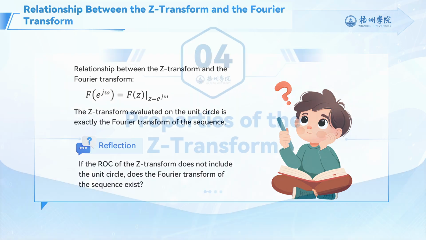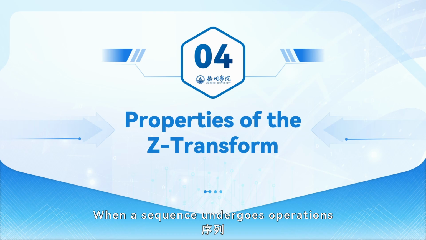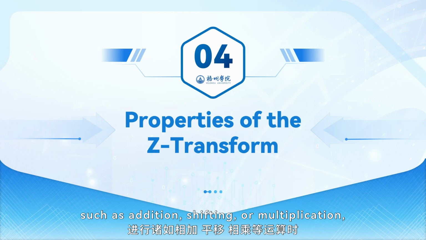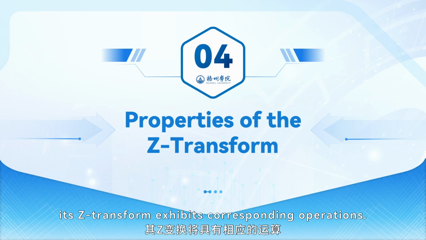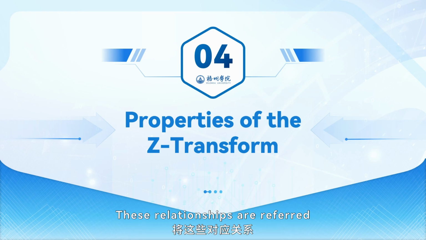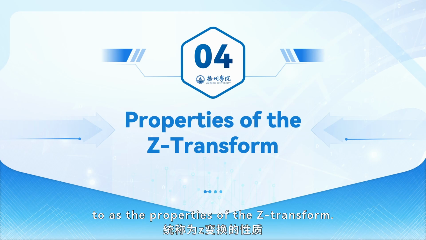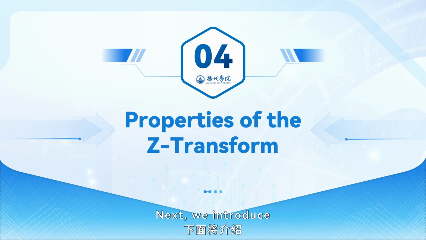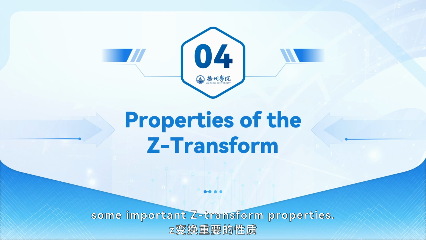When a sequence undergoes operations in the time domain, such as addition, shifting, or multiplication, its Z-transform exhibits corresponding operations. These relationships are referred to as the properties of the Z-transform. Next, we introduce some important Z-transform properties.